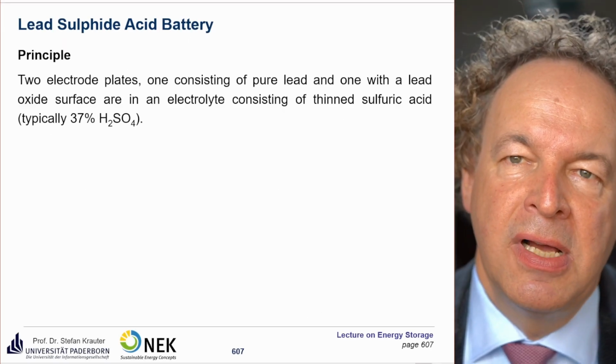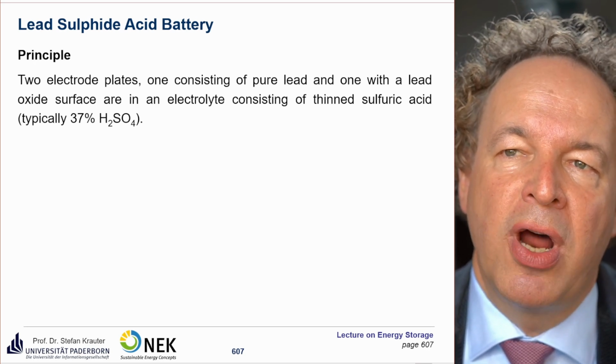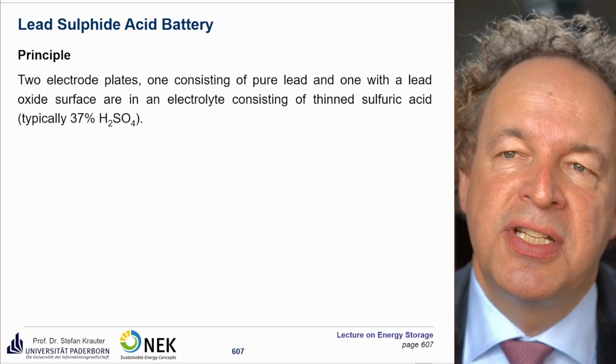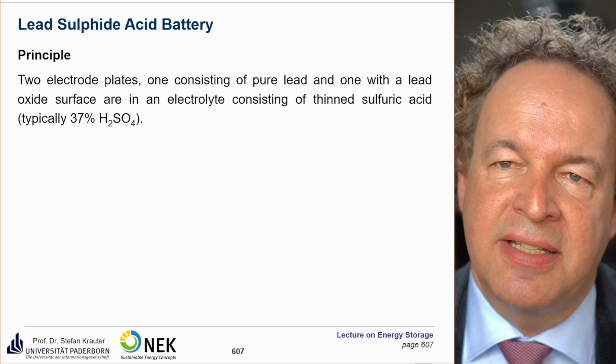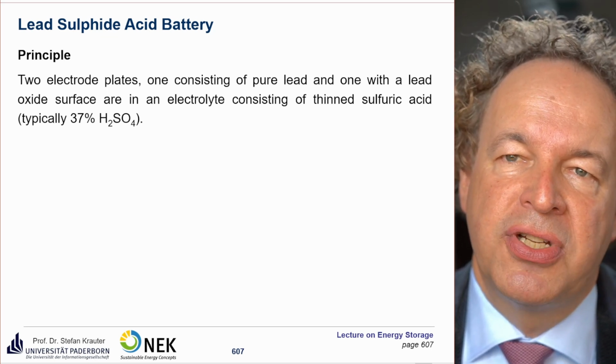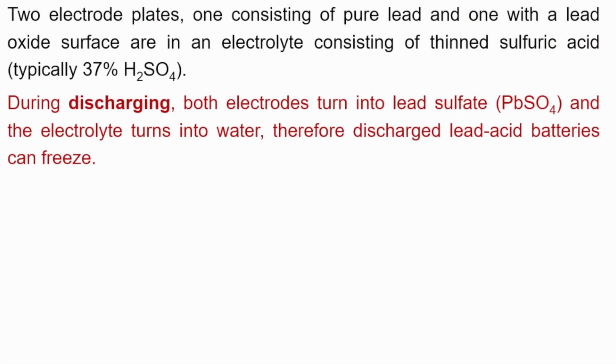The principle: the 2 electrode plates, one consisting of pure lead and one with a lead oxide surface, are in an electrolyte consisting of thinned sulfuric acid, typically in a density of 37% of sulfuric acid. During discharging, both electrodes turn into lead sulfide and the electrolyte turns into water. Therefore, discharged lead-acid batteries can freeze.